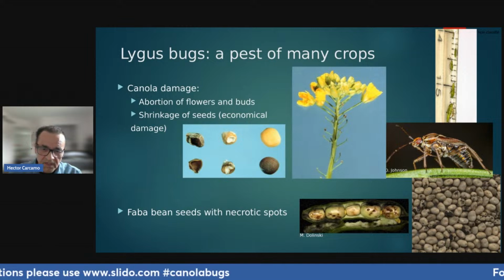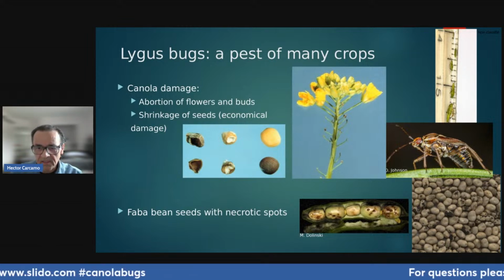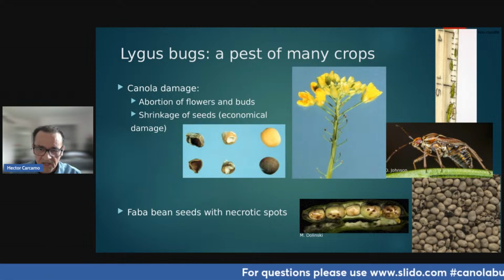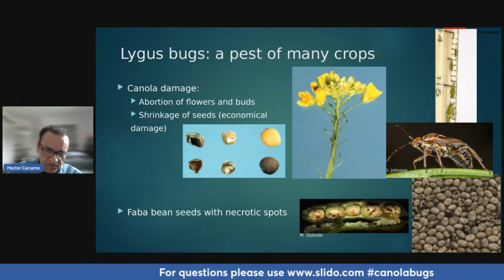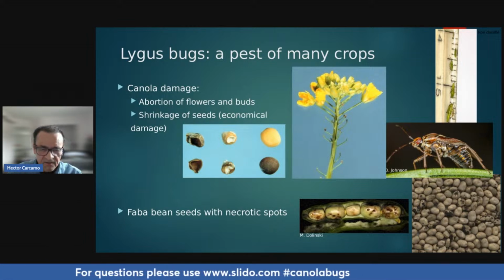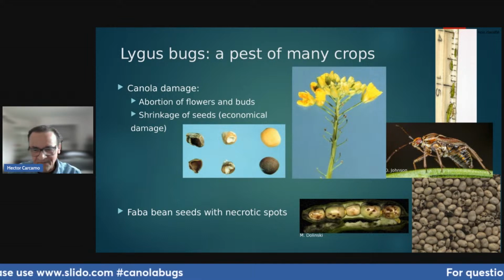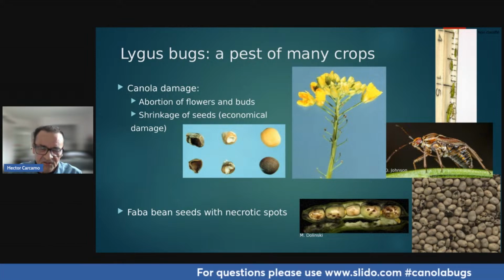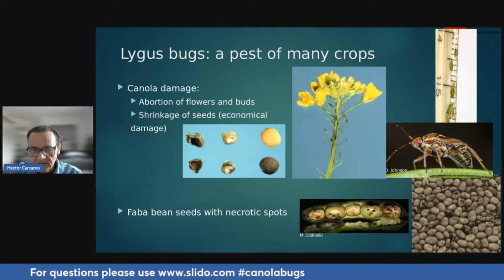Probably before we had agriculture, Lygus bugs were kind of struggling, going around trying to find food, and then we came and started planting all these crops in these huge monocultures, and then Lygus bugs became extra happy because now they did not have to go very far to find very juicy, delicious canola flowers, and they love to eat the seeds. Lygus bugs, you can see a photo here on the right.